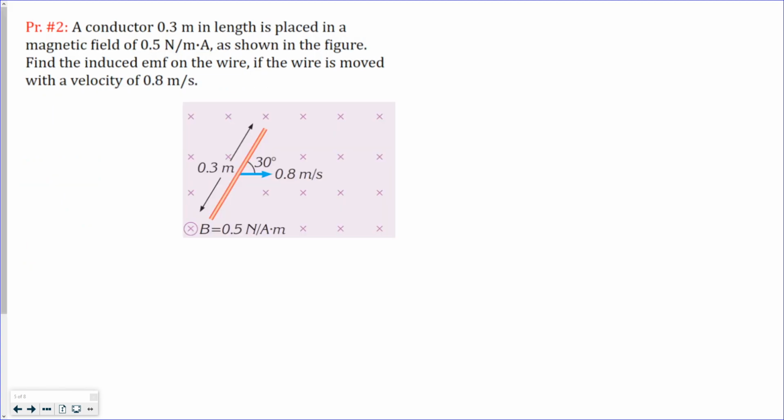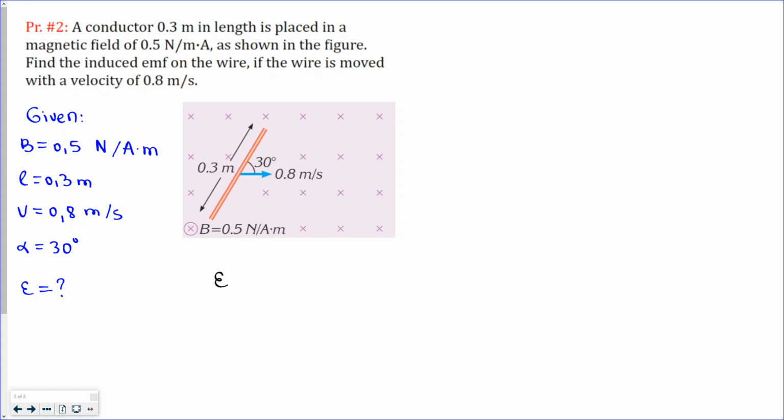So here the same situation, but the conductor is at an angle. So first of all, let's write what is given here. We know the magnitude of the magnetic field, it is 0.5 newtons per ampere meter. We can say it as Tesla. And the length is 0.3 meters, and the velocity is 0.8 meters per second, and the angle is 30 degrees. And we're asked to find the induced EMF.